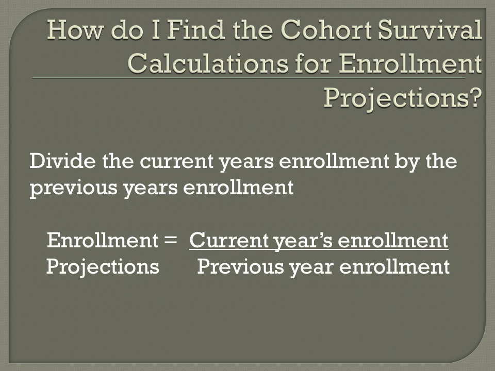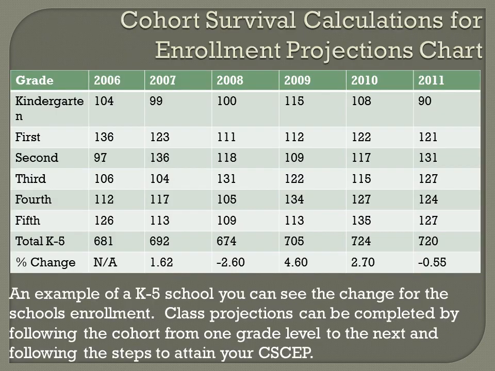How do I figure out the calculation? Well, you divide the current year enrollment by the previous year's enrollment. So here we see a chart. We see that it is a school from 2006 to 2011. It shows us kindergarten through 5th grade. What we see here is the total change. The total 2006 is 681, 2007 is 692. We divide that 692 by 681, and it gives us that positive growth of 1.62.